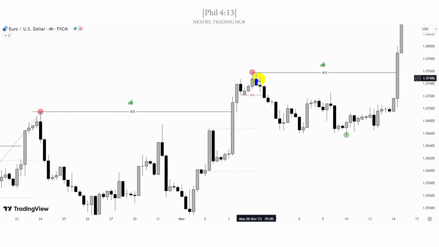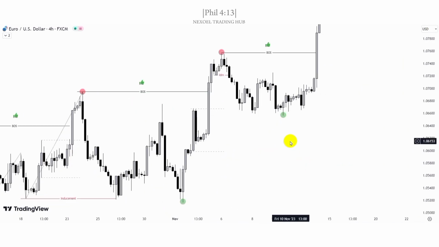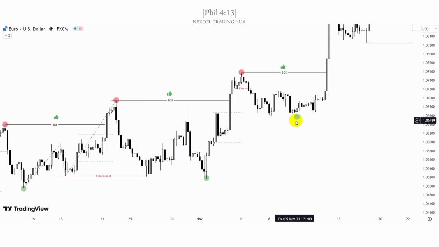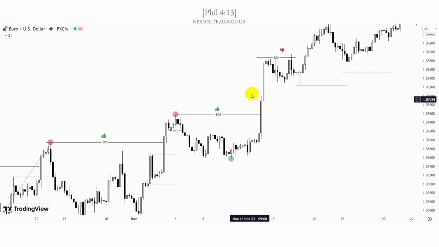And you can see that price returned to the downside and took out the inducement. We have a valid higher high. Now price created a higher low point, and we can see that price pushed to the upside. We have a break of structure.